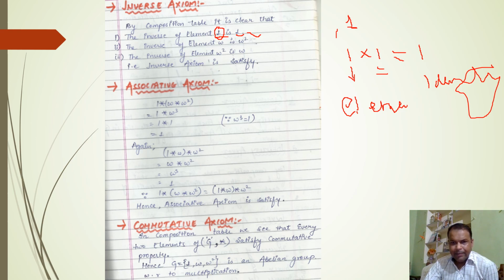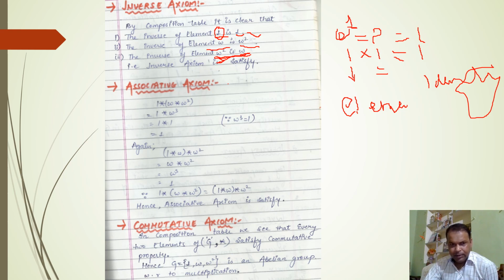Again, what element must be multiplied by omega to get 1? Here we must multiply omega by omega square, so we will get omega cube, and the value of omega cube is 1. So we can say that the inverse of element omega is omega square. Similarly, if we multiply omega square by omega, then we will get omega cube, which is equal to 1. So the inverse of omega square is again omega, and here we have checked the inverse of each element. So the inverse axiom is satisfied for each element.